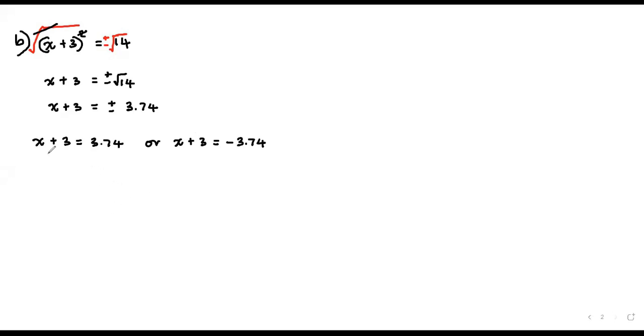Okay, now let's get the value of x. We say that x is equal to 3.74 minus 3. Now let's get 3.74 minus 3. 3.74 minus 3.00 gives 0.74. So we get x is equal to 0.74. Is that okay? Okay.